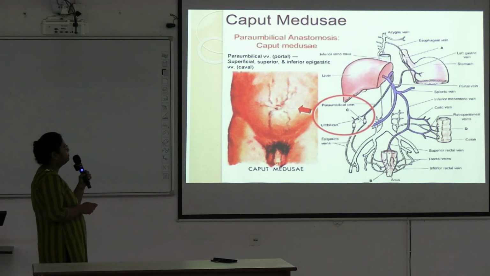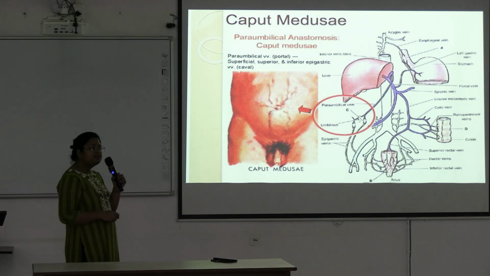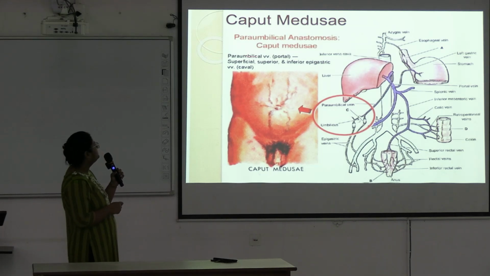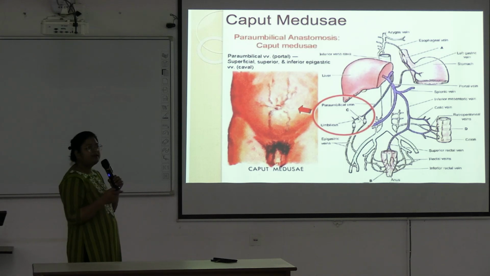Next we go to the caput medusa. Paraumbilical anastomosis occurs in caput medusa. This is the umbilicus, so around the umbilicus you will see tortuous veins radiating from the umbilicus. And here the portal system vein is the paraumbilical vein, which was going to drain into the left branch of the portal vein.